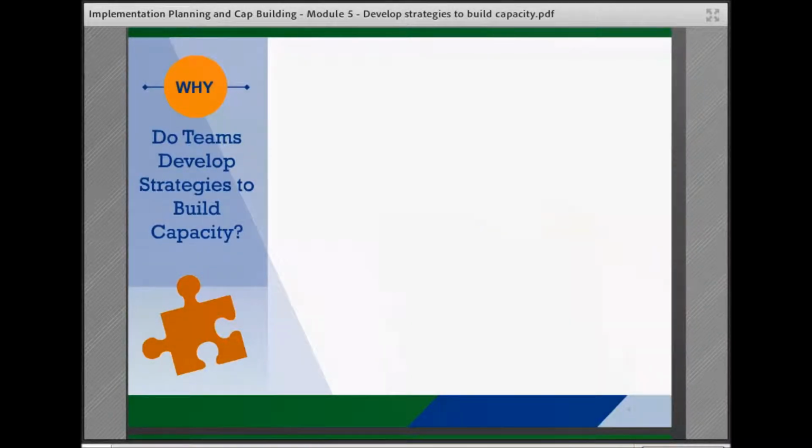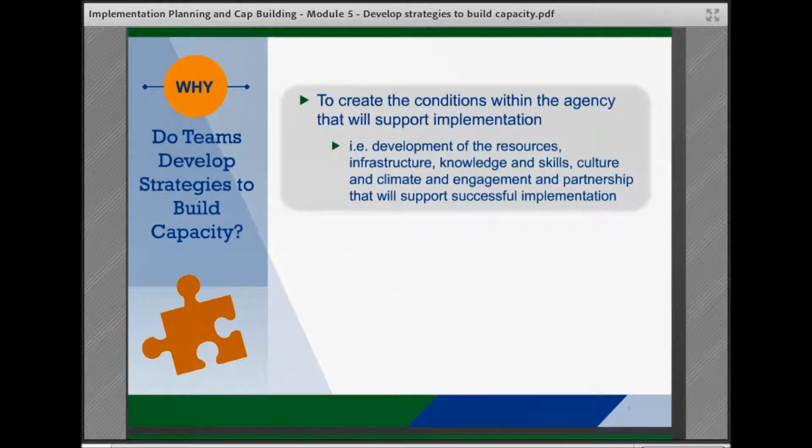Why do teams develop strategies to build capacity? To create favorable conditions for implementation within the agency that will support implementation efforts. For example, strategies to develop resources and infrastructure, build knowledge and skills of staff, encouraging the culture and climate that supports change, and the engagement and partnerships that improve results.